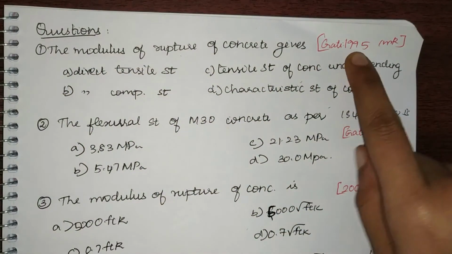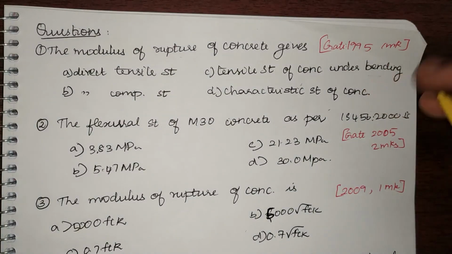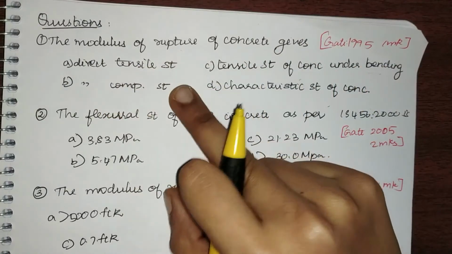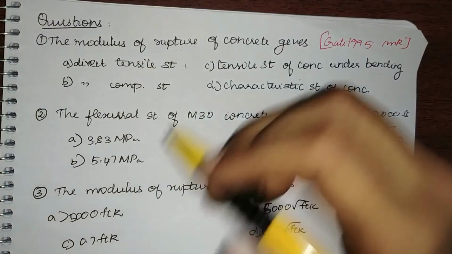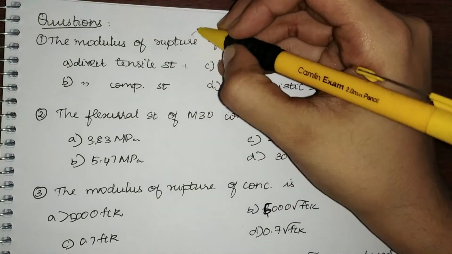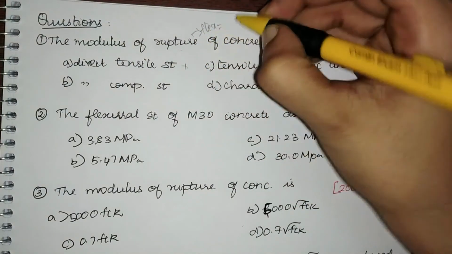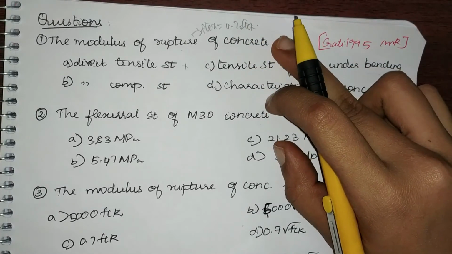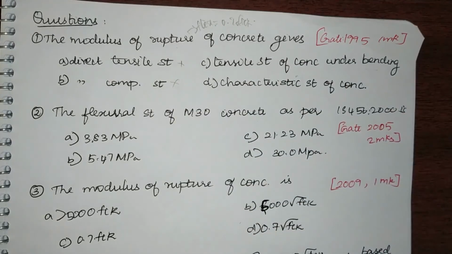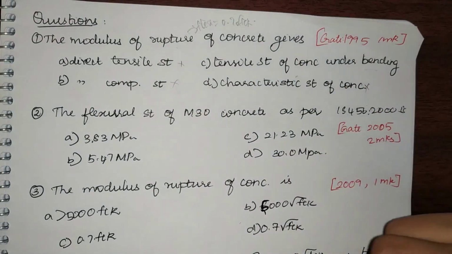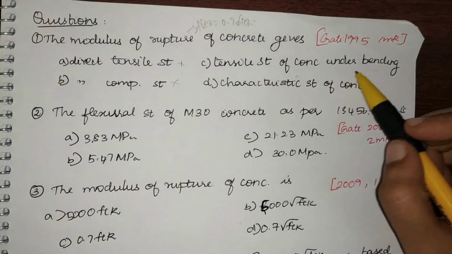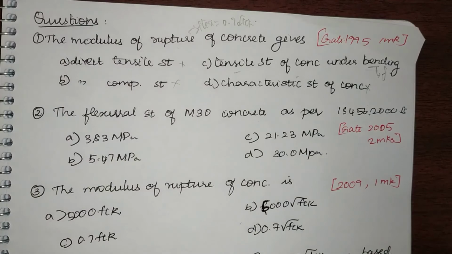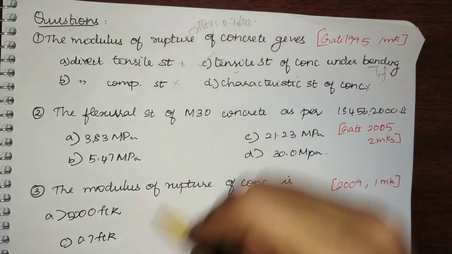This was asked in GATE 1995. I know it's an old question, but still, coming to the question, the modulus of rupture of concrete gives direct tensile strength. No, it does not give direct tensile strength. We know what is modulus of rupture. It is the flexural strength, which is denoted by 0.7 root FCK. So it gives my flexural strength and not direct tensile strength, and not my direct compressive strength, and not my characteristic strength of concrete. Tensile strength of concrete under bending. Yes, bending is related to flexure, and in flexure we will find the tensile strength of concrete. So my answer is option C.